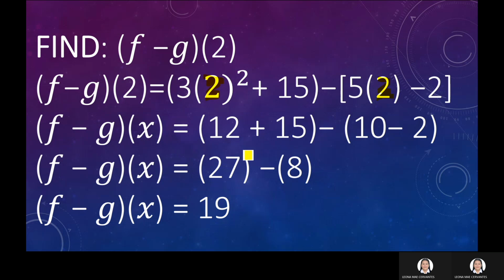12 plus 15 is equal to 27. Minus 10 minus 2 is equal to 8. 27 minus 8 is equal to 19. So f minus g of x, if x is equal to 2, then it is equal to 19. Okay? Next.